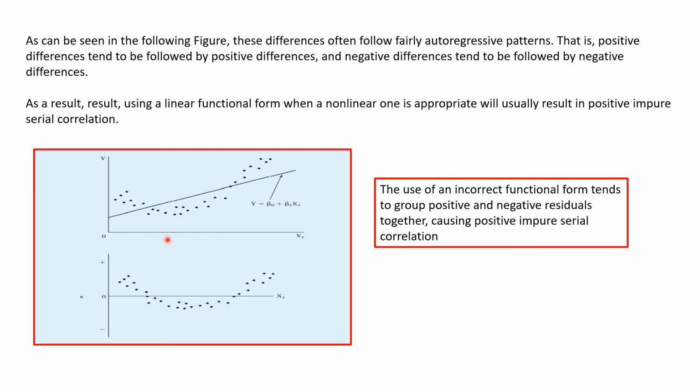Now we can see in this figure that these differences often follow a fairly autoregressive pattern. That is, positive differences tend to be followed by positive differences and negative differences tend to be followed by negative differences. As a result, using a linear functional form when a nonlinear one is appropriate will usually result in positive impure serial correlation. So you can see in this figure also that the use of an incorrect functional form tends to group positive and negative residuals together, causing positive impure serial correlation.